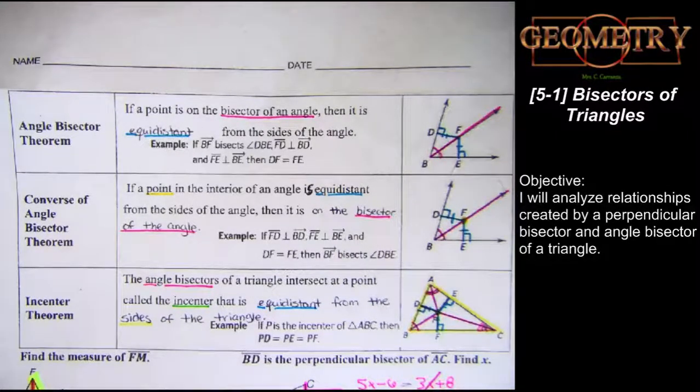Its converse reads this way. If a point inside the angle is equidistant from the sides of the angle, then it's on the bisector of the angle. Okay? This leads us to our Incenter theorem for triangles. The angle bisectors in a triangle all meet up at a point which we'll call the incenter. And this point is equidistant from the sides of the triangle. In a moment, I'll zoom in on that graphic.